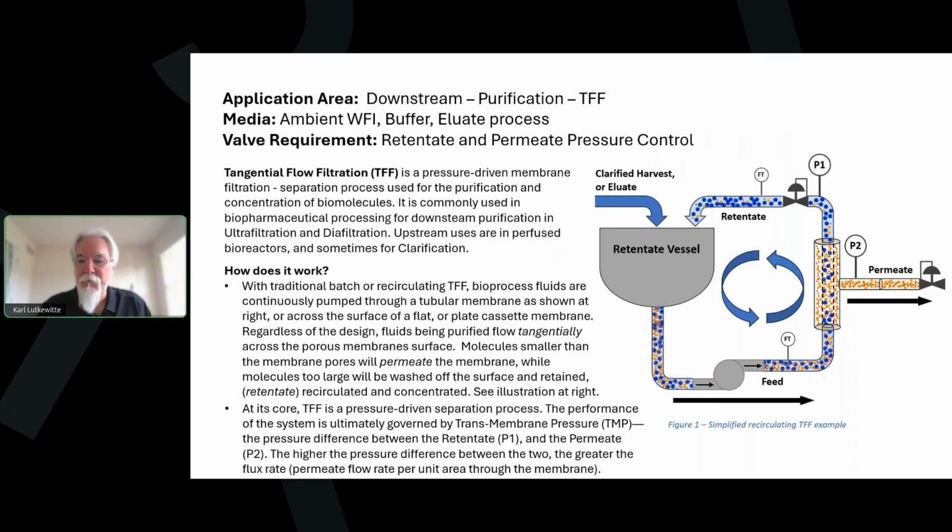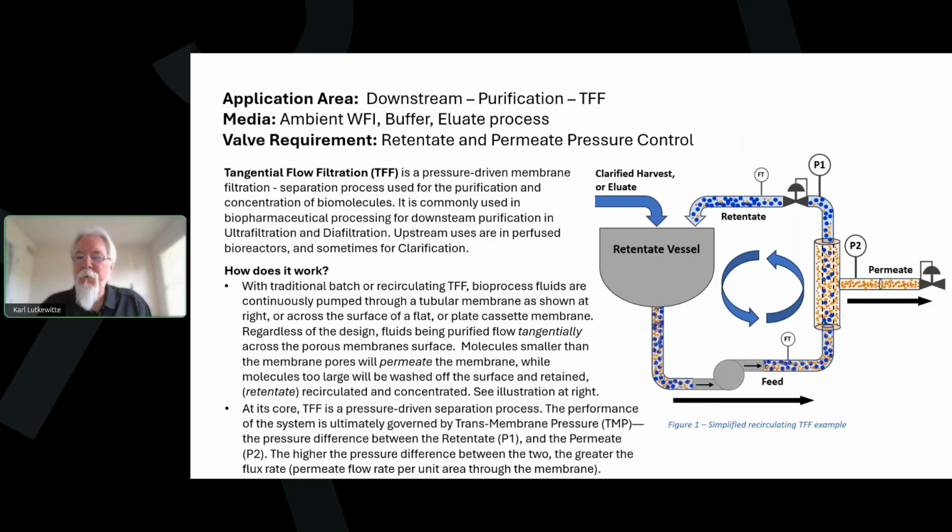So the cross-flow part of tangential flow, and the reason that this method was created, is so that the constant feed flow washes anything that might get stuck in the pores through the system. Anything too big to permeate the membrane, the flow will wash it off the surface of the membrane and it'll recirculate. That's what we're trying to do there.